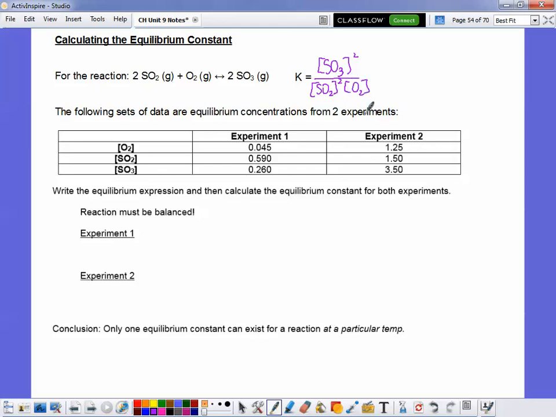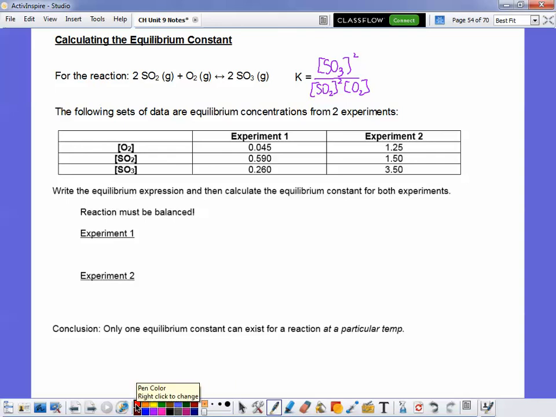And now I ran, I did not run. We have data on 2 different experiments for this same reaction. And the equilibrium concentrations of those substances were recorded for each experiment. Okay? So we're just going to plug these numbers into the expression to solve for the K value.